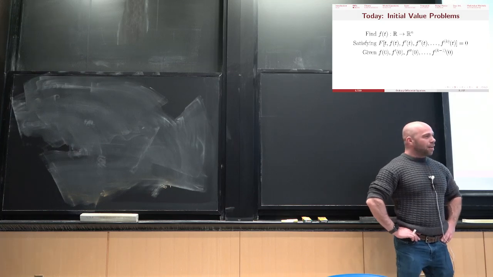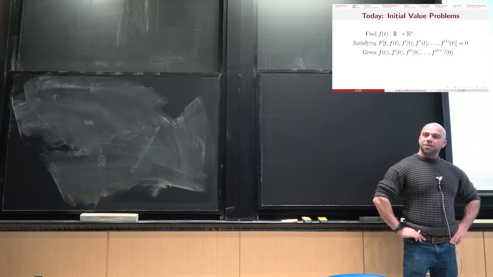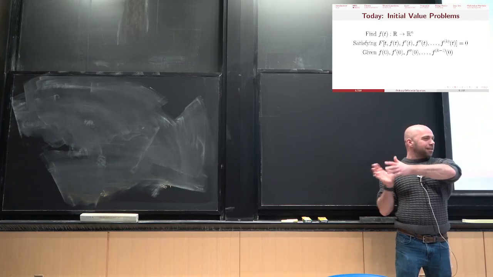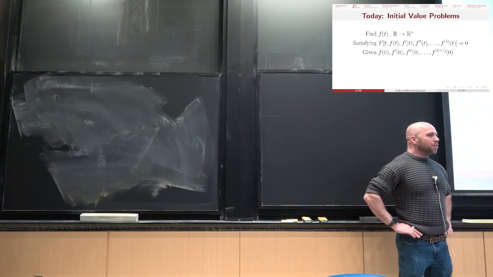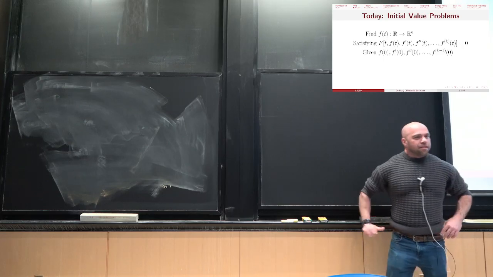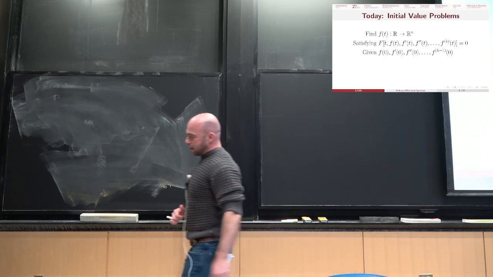You need f and f prime, like the initial pose of your physical system and the initial velocity, in order to simulate it moving forward. So let's do a tiny example of what this looks like.